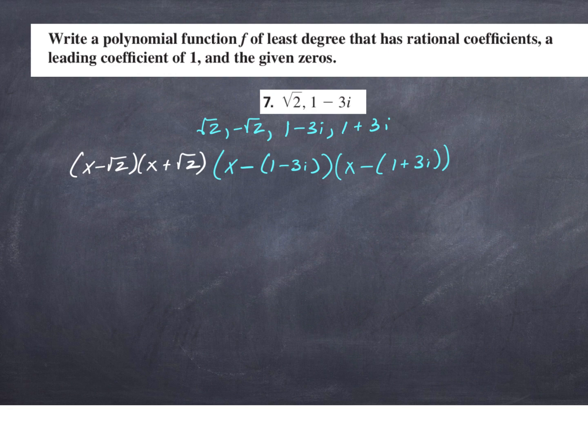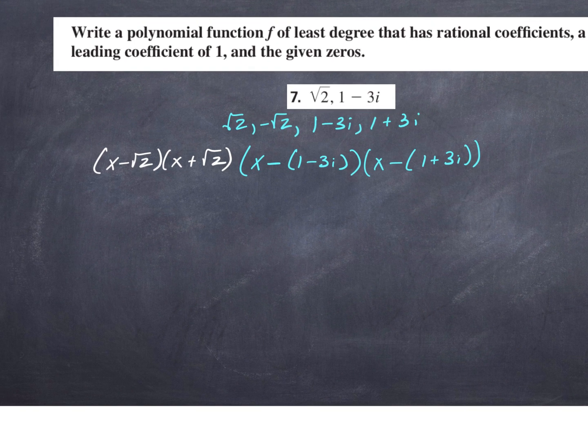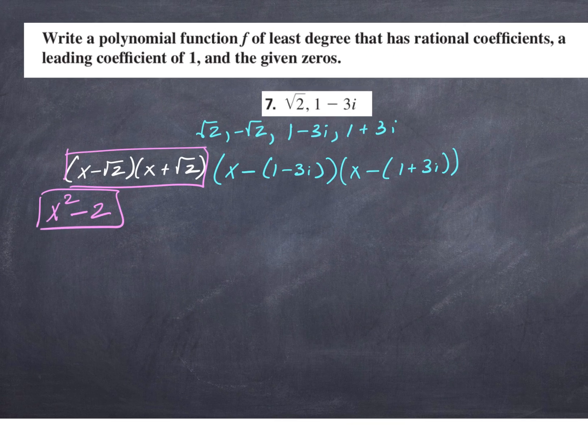All right, let me do the root ones first. This one's easy. It's just a nice difference of squares. So you're going to get x squared minus 2. So let's table that. That's both of those. This one I got to distribute, so we get x minus 1 plus 3i, and then x minus 1 minus 3i. So this becomes my first term, like that, and then this becomes my second term.